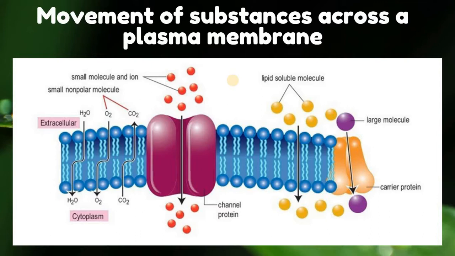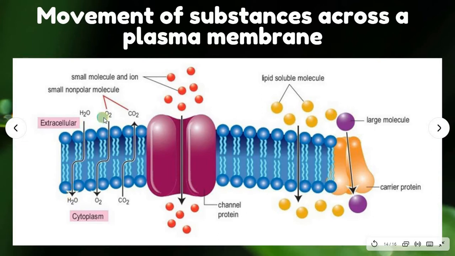Can you guess what type of transport or process occurs here? Let's take a look at the H2O here. H2O is water. So the water moves across the plasma membrane by what process? Can you still remember? The process is osmosis, the movement of water from high water potential to lower water potential. That is osmosis.